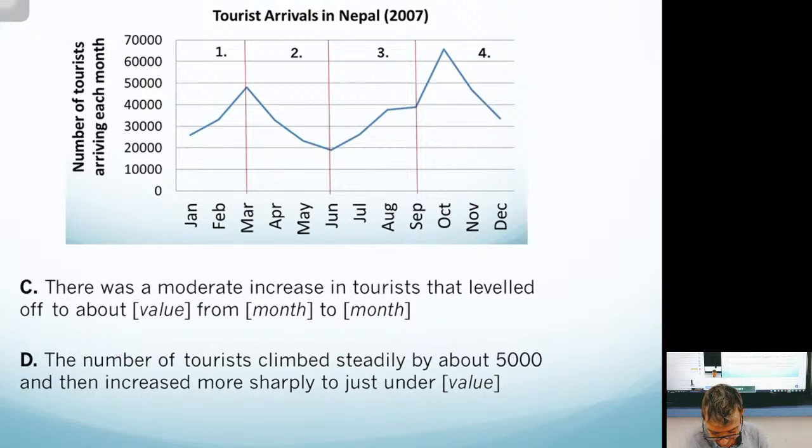Alright, C. There was a moderate increase in tourists that leveled off to about, so what value? From month to month. There was a moderate increase in tourists that leveled off to about what? Part D. The number of tourists climbed steadily by about 5,000 and then increased more sharply to just under what value?